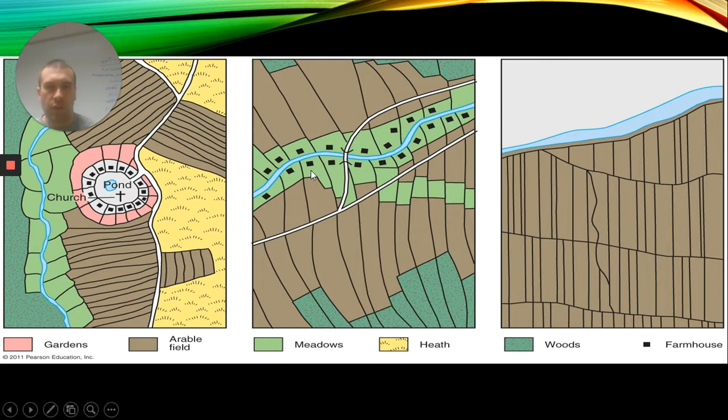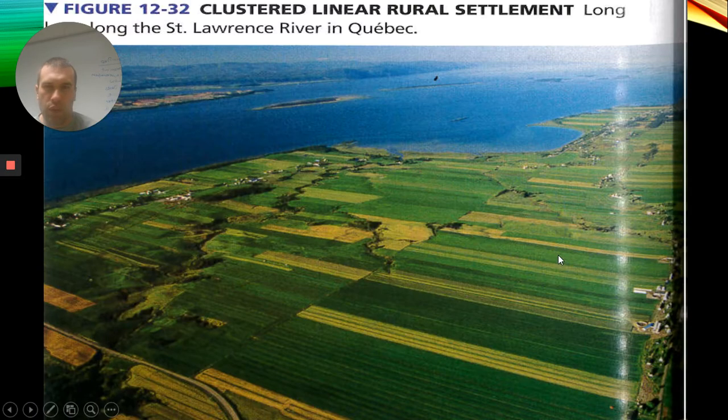Now, the French have a little different way to do it. This is known as the French long lot system. You base it all on the rivers, and so you get these really skinny, narrow lots. And so you live on your lot, but everyone's here on the river. And so it ends up looking something like this. Here you go. It looks something like this, where you have all these clustered long lots. It's very linear and very rural. And you can see them here.